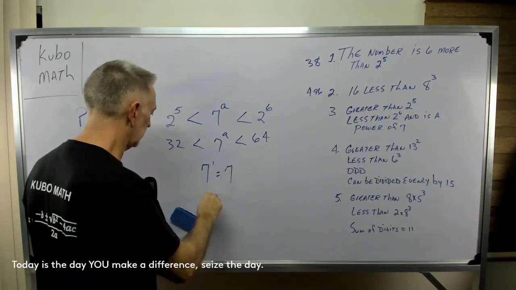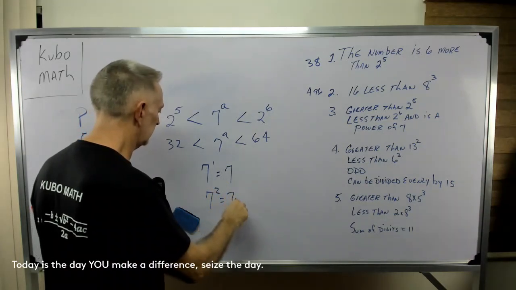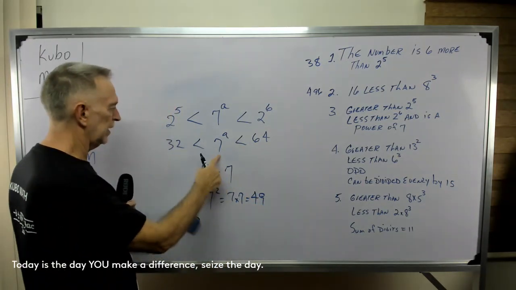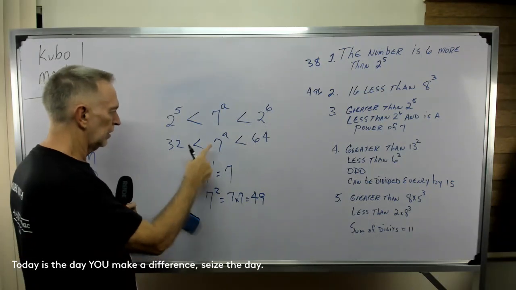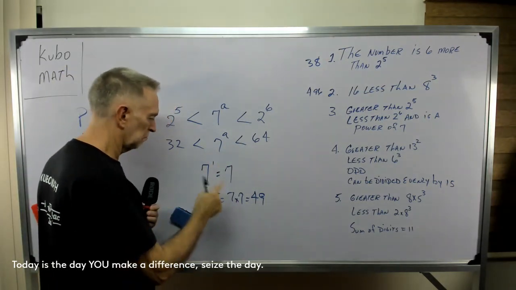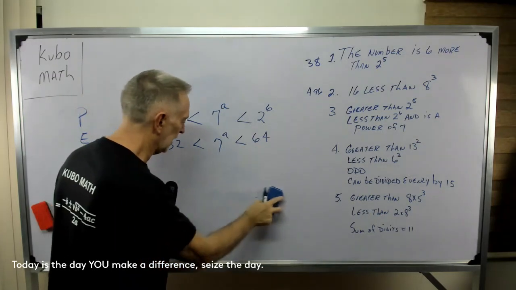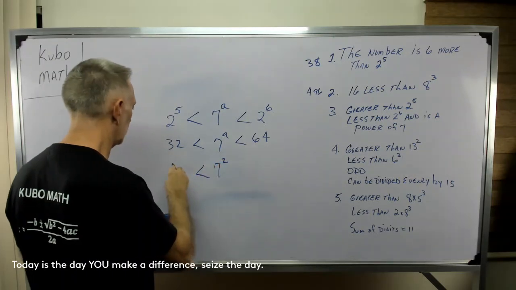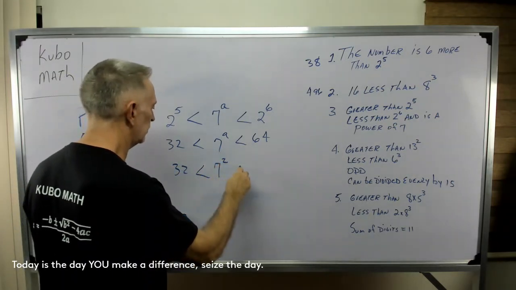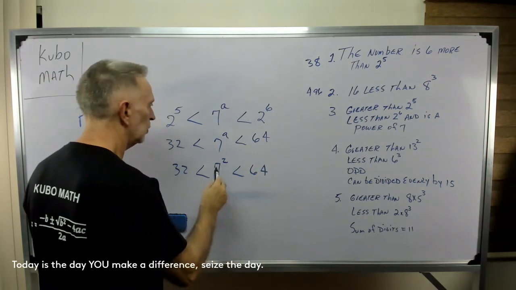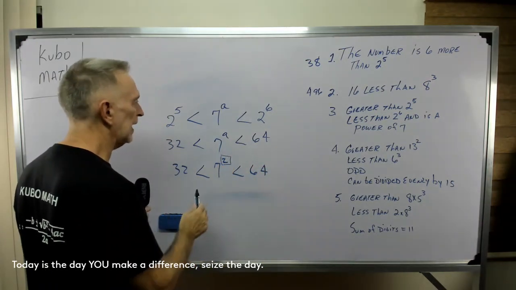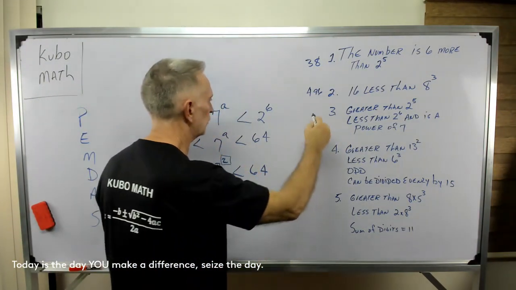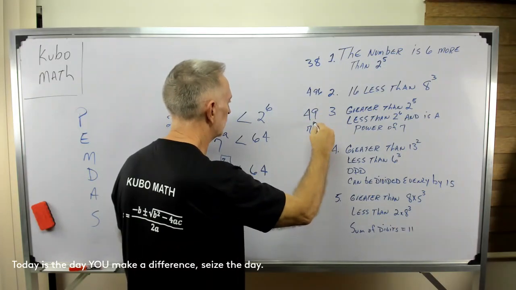Okay, 7 to the 2nd power. That's 7 times 7. That's 49. Oh, 49 is greater than 32 and less than 64. So 7 to the 2nd power is greater than 32 and less than 64. So the number I'm looking for that's a power is 2. So the number that I'm looking for actually was 49, which was 7 to the 2nd power.